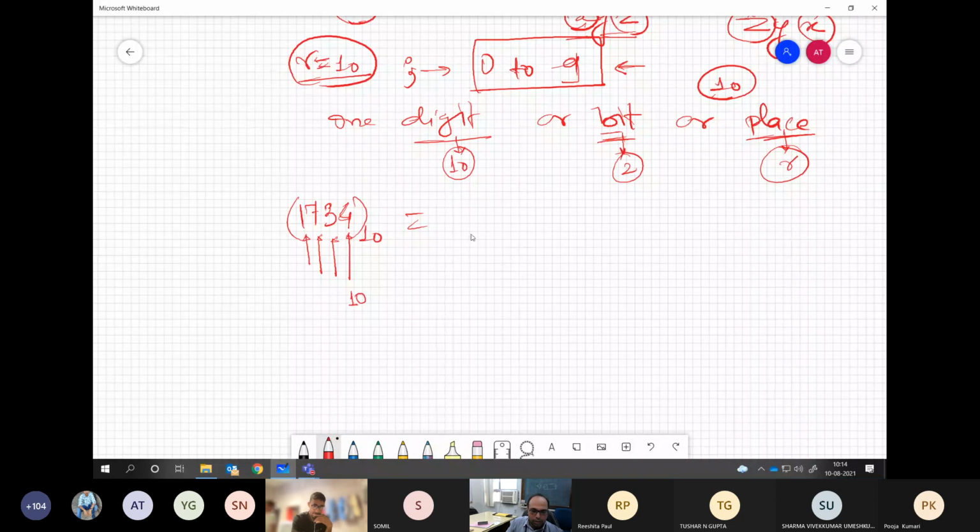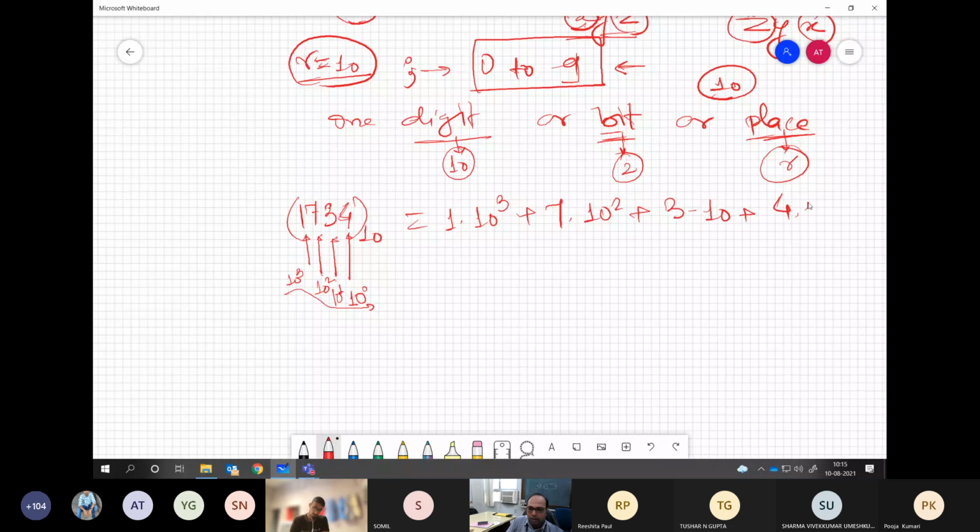So this first position, we have weightage of 10 raised to power 0. The next one has 10 raised to power 1. Next one has 10 raised to power 2 and then 10 raised to power 3. And that is how we read this also. So we will write something like this if we are trying to understand the value of this number system, isn't it?